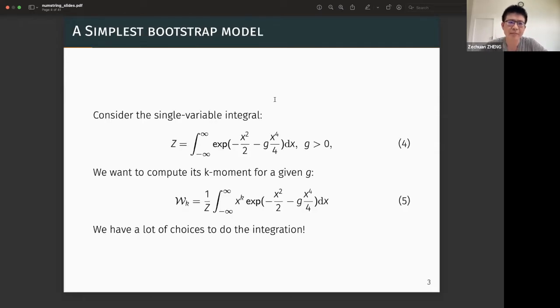Okay, let's start with the simplest bootstrap model, a toy model or a prototype of all our methods in this project. If you like to call it, it is a zero-dimensional phi-4 theory. It is nothing but an exponential integration over a quartic potential. Everyone knows how to solve it both analytically and numerically, but here we are going to use the bootstrap method to solve it. Our observable is the k-th moment under this partition function, equation 4, that is x to the k integrated over this quartic integral.